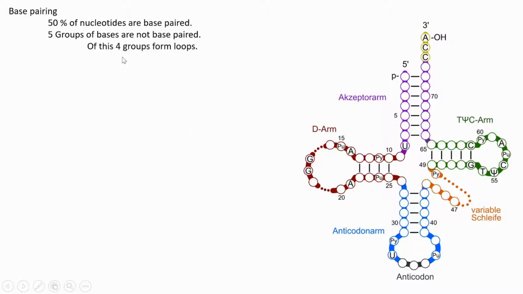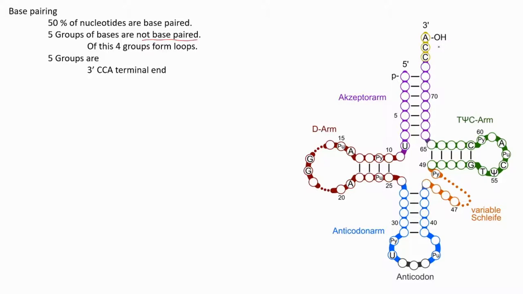Of these, four groups form loops: 1, 2, 3, 4. Four are loops. One is not a loop, it is free. Five groups. Which are the five groups? Five groups means the regions that are not base paired.